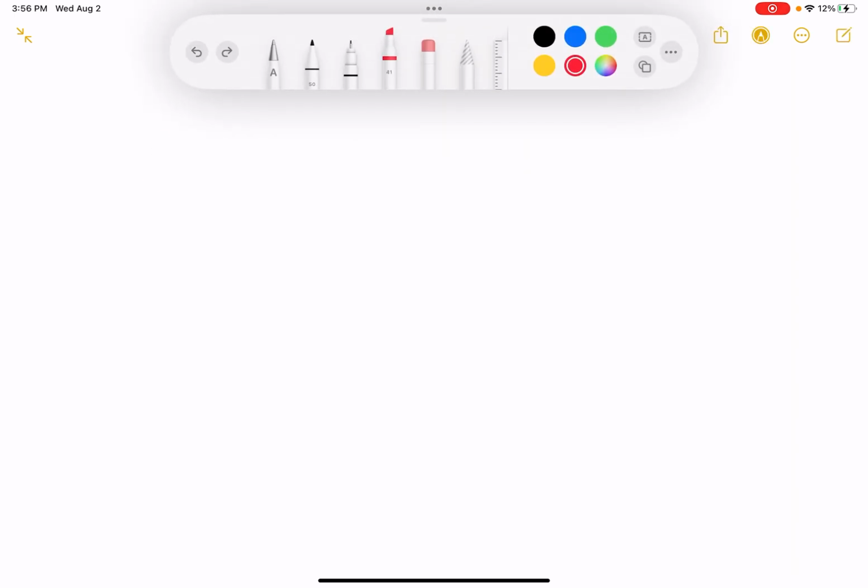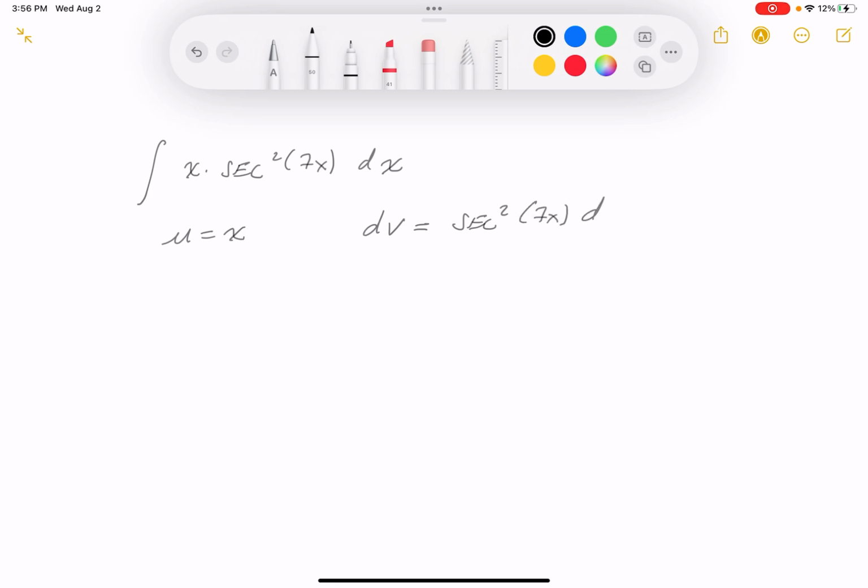So we're going to have x times secant squared 7x dx. Now let's just talk about the parts. I'm going to say u equals x. That forces me to select dv equals secant squared 7x dx. Now, by the way, it could be a bad choice, but the bottom line is I can find the antiderivative of secant squared, which is tangent.